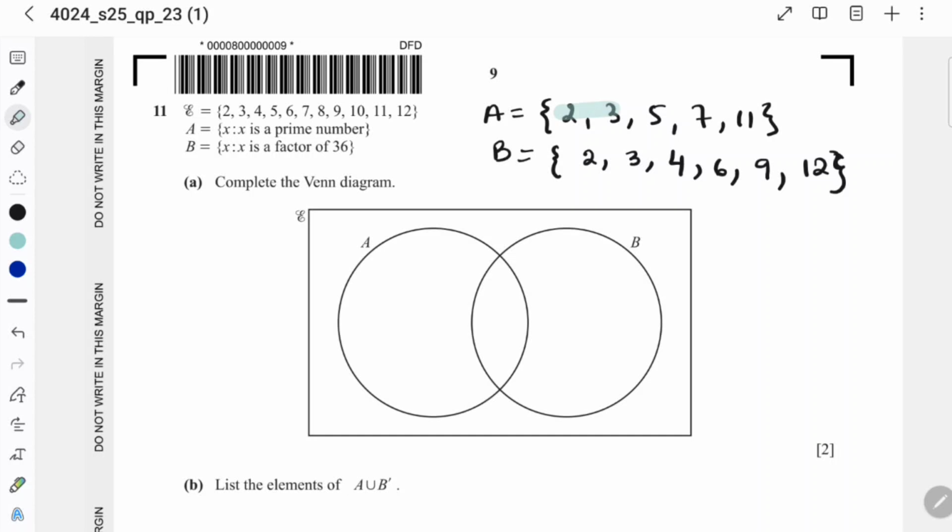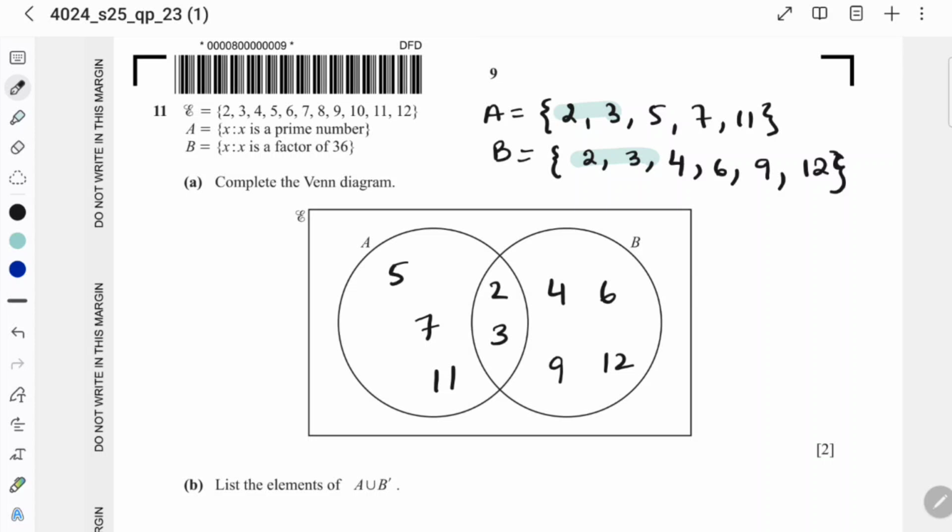Okay, so we can see that 2 and 3 are common. Just quickly write down here "common", and then we look at how much is left in set A, which is 5, 7, 11. How much is left in set B? That is 4, 6, 9 and 12. Is there any number left in your universal set?